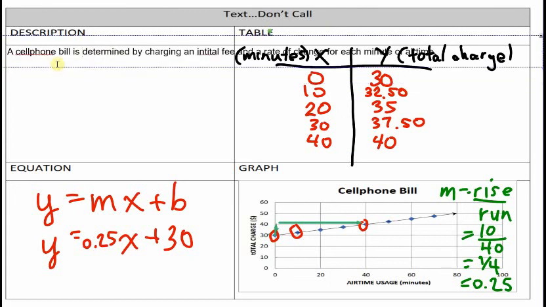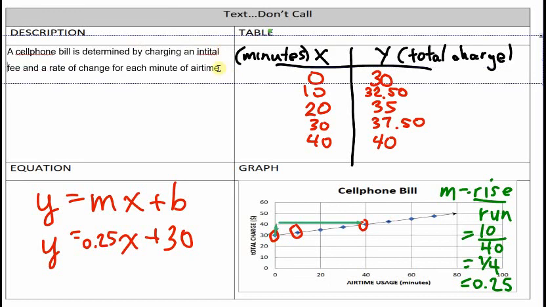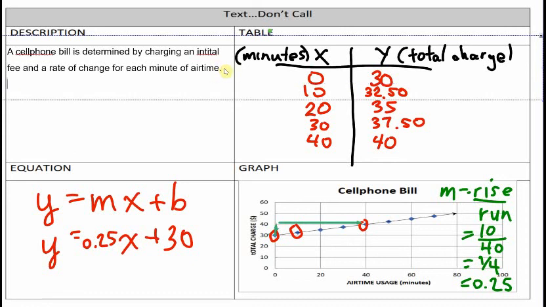All right, so what am I saying here? A cell phone bill is determined by charging an initial fee and the rate of change for each minute of airtime. So this is where I have to go on to say the initial fee is $30 and the airtime charge is, and how would I express this? Well, this is 25 cents per minute, isn't it? So $0.25, so 25 cents per minute.